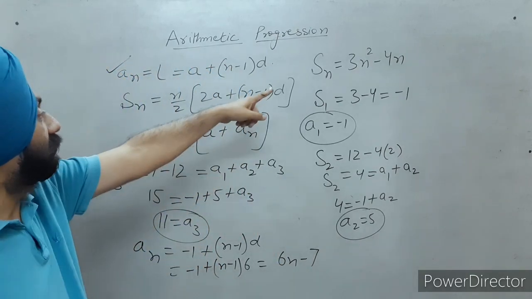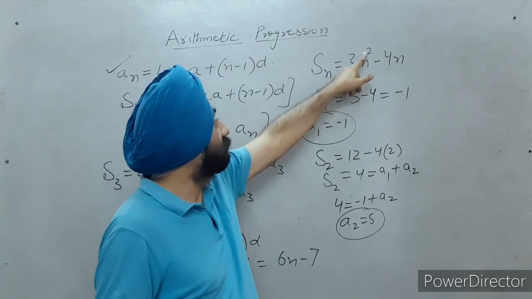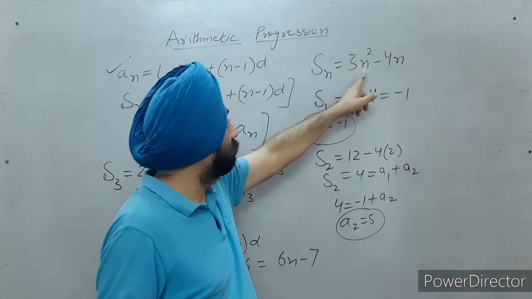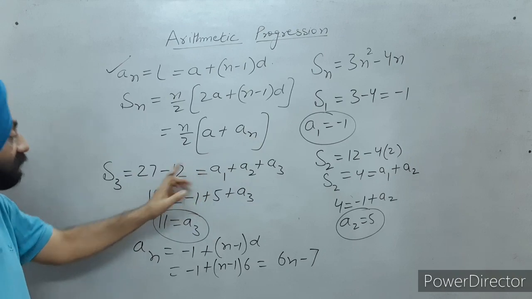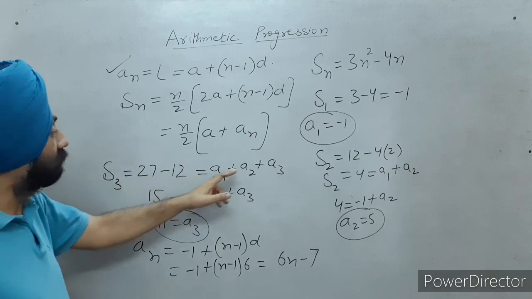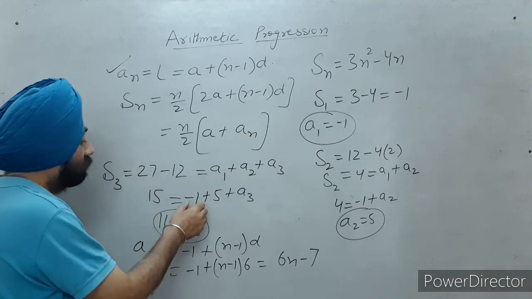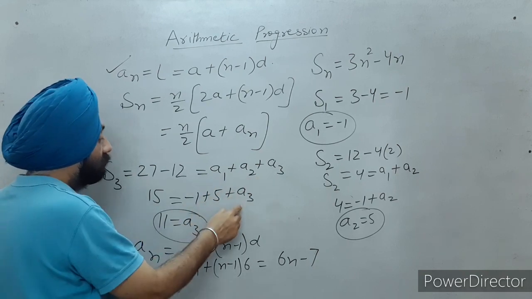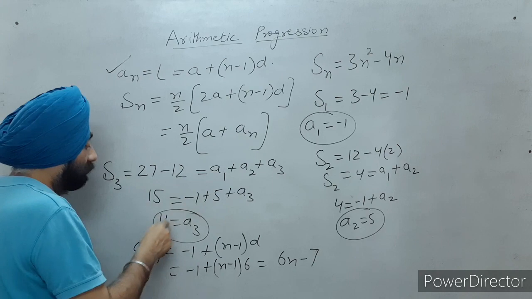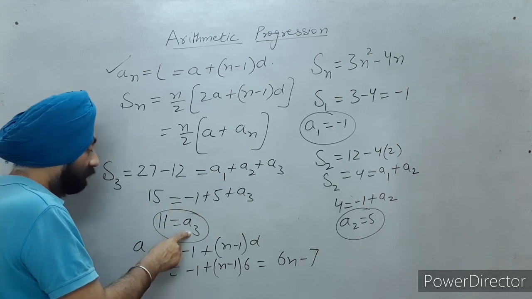Now put n equals 3 over here. 3 square is 9, 9 times 3 is 27, minus 12. 27 minus 12 is 15. Now this is the sum of three terms: first term, second term, third term. What was my first term? Minus 1. Second term, 5. It's A3. 15 minus 4 is 11. The third term is 11.